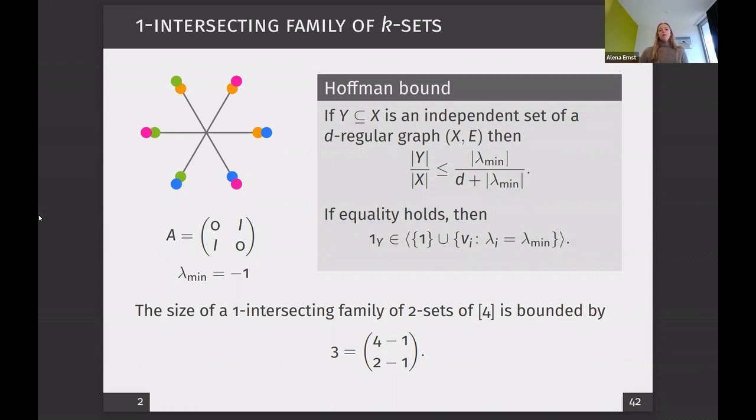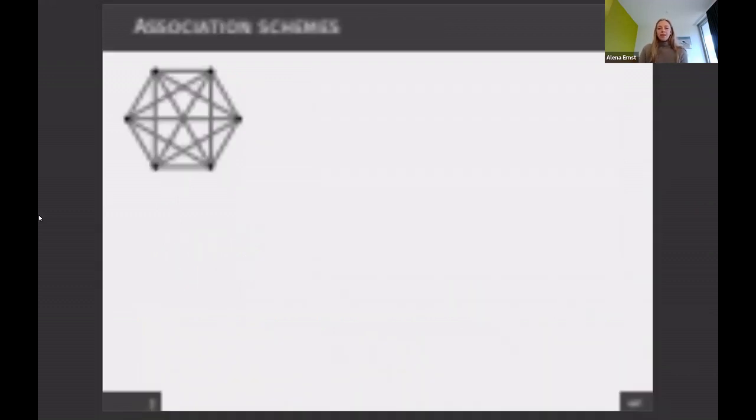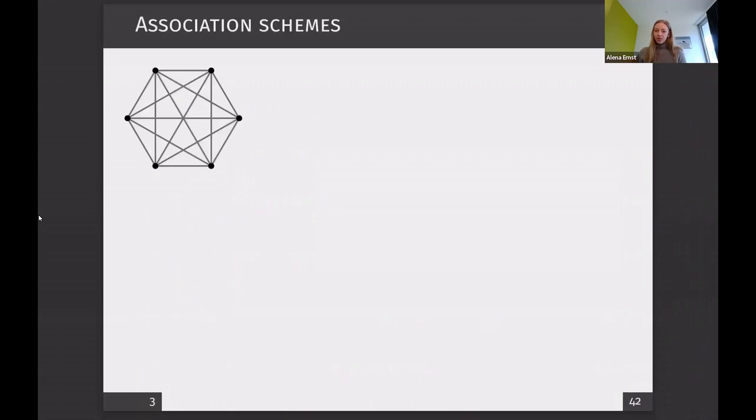Okay, for attacking the proof of a t-intersecting family of k-sets, for the upper bound, we want to again construct a graph. So we will not stick with the proof of Wilson, but we want to construct again a graph such that our t-intersecting set is an independent set. And for that, we will take the notion of an association scheme.